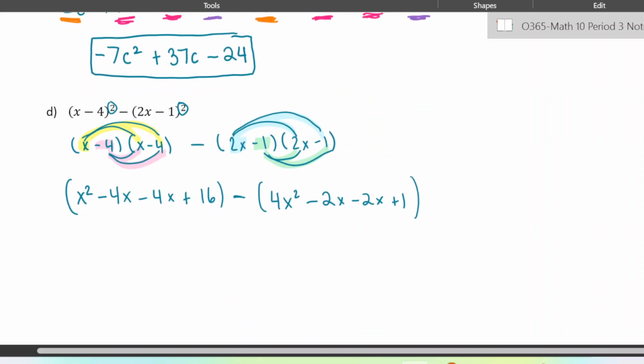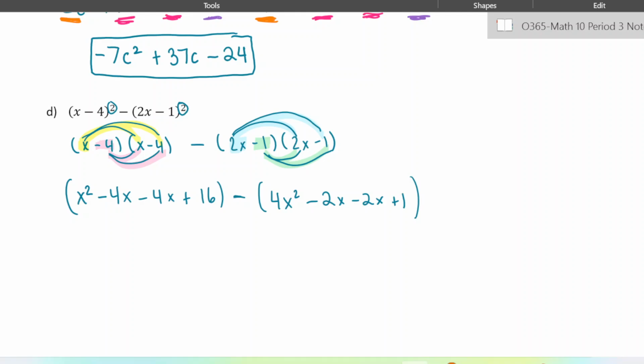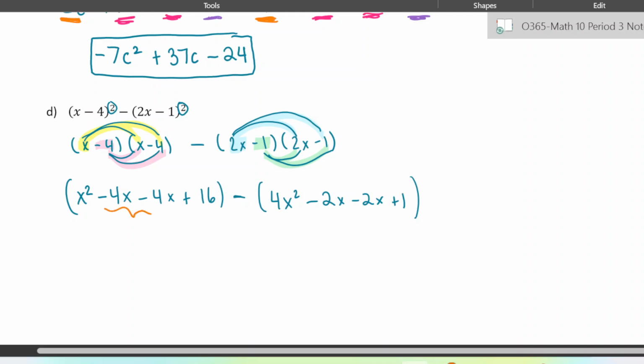Okay. What I like to do is before I combine both brackets together, I like to simplify down what's inside the brackets. So here we have some like terms that we can put together. I also have some like terms over here. So before I subtract the brackets from each other, I'll simplify those down. So negative 4 plus negative 4 is negative 8x there. And in this one, I'll have negative 4x.